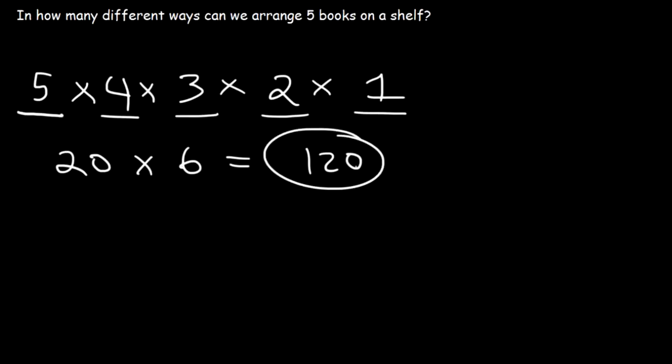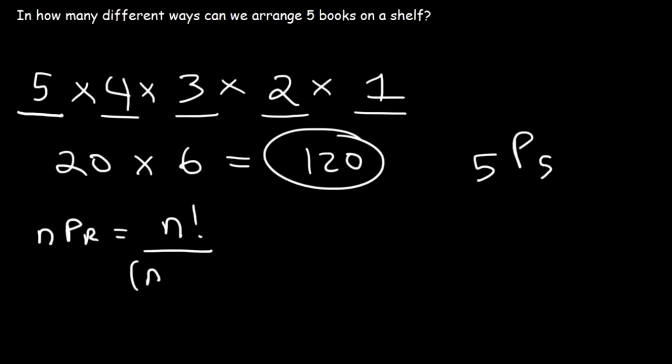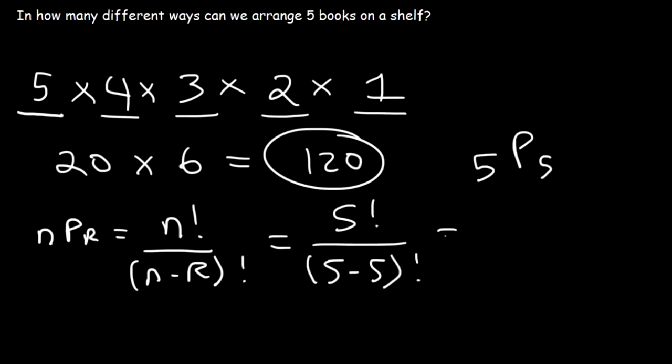Now, in terms of a permutation, here's how you can calculate it. First, you need to find out what is the total number of books. In this problem, we only have one number. The total number of books is 5. And we're choosing all 5 books from a group of 5. So it's going to be 5P5. Using the formula nPr is equal to n factorial over (n minus r) factorial. n is 5, but r is 5 as well. So this is going to be 5 factorial over 0 factorial.